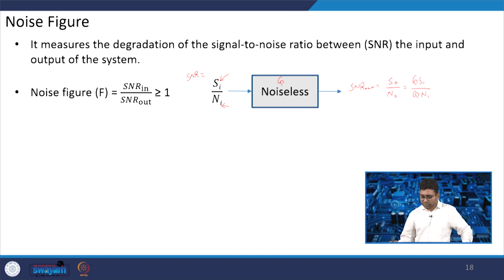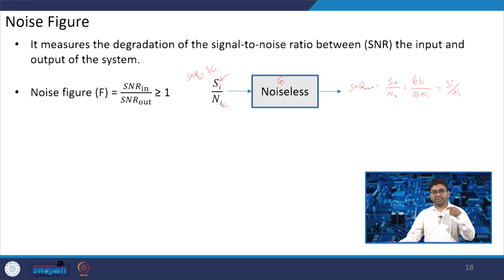Now, what is happening here? This is your SNR in, which is Si by Ni, and this is your SNR out, which is So by No. But because there is a gain, both gains cancel out, and it can also be given as Si by Ni. So, if your system does not add any noise, your SNR input is equal to SNR output. There is no degradation in your signal to noise ratio.